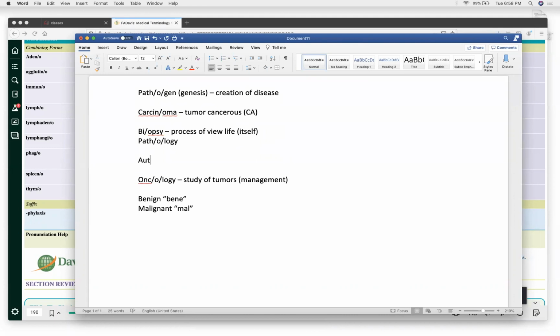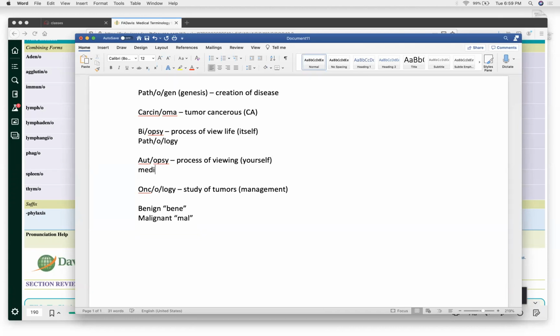They do the autopsies. Opsy means, we already know, process of viewing. But instead of bio, auto means self. Or in the case of the pathologist, the pathologist themselves wants to view the body. And typically we do autopsies if we're not quite sure of the cause of death, or if it's medico legal. And if it's a medico legal case, that means the case is not only medically important, that means there might be some criminality involved or foul play.